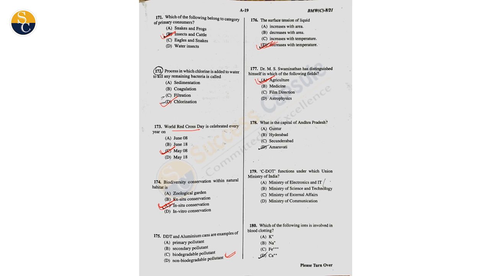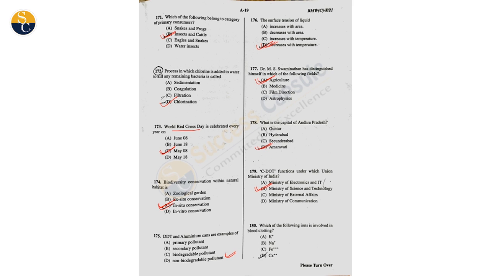Next, what is the capital of Andhra Pradesh? Amravati is the capital of Andhra. It is located on the banks of River Krishna in Guntur district. Next, C-DOT, which is Centre for Development of Telematics. It comes under the Department of Scientific and Industrial Research in the Ministry of Science and Technology. So, B is the correct answer.